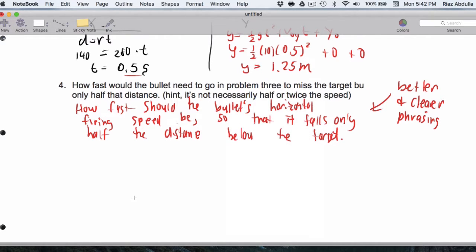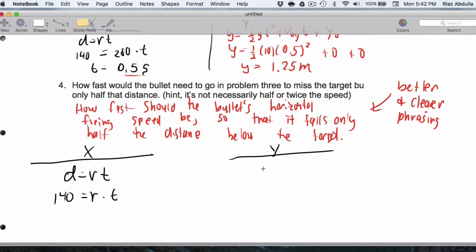So we're still 140 meters away. D is rt. I'll still start with my x equation. This is not a fraction. This is just me labeling a column to put my x stuff into. So 140 meters equals the rate times the time. Both of these are unknown. So now I move to the y equations. In the y direction, y is 1/2 gt squared plus v naught y times t plus y naught. I don't even know if I have enough information here in the y. Let's see what we've got. I know y naught is 0. I know y is half the distance I got here, so that's going to be 0.63.